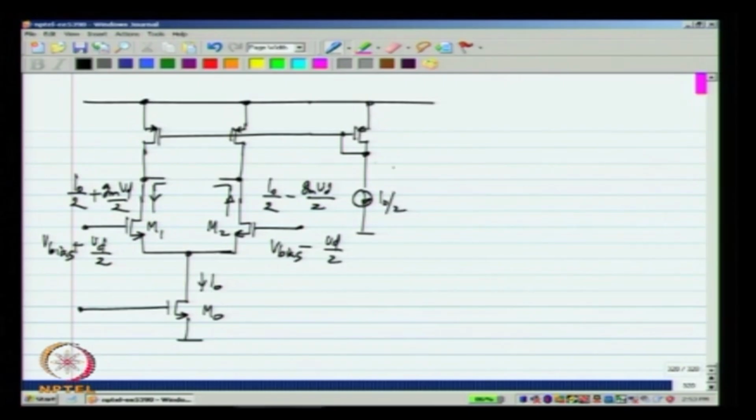Okay, let me assume these transistors are all identical. M3 prime, M3 and M4, and bias them with I0 by 2. What will happen? It is very easy to see when I make the common mode half circuit of this, that is I take this half of the circuit and fold it over the other half.